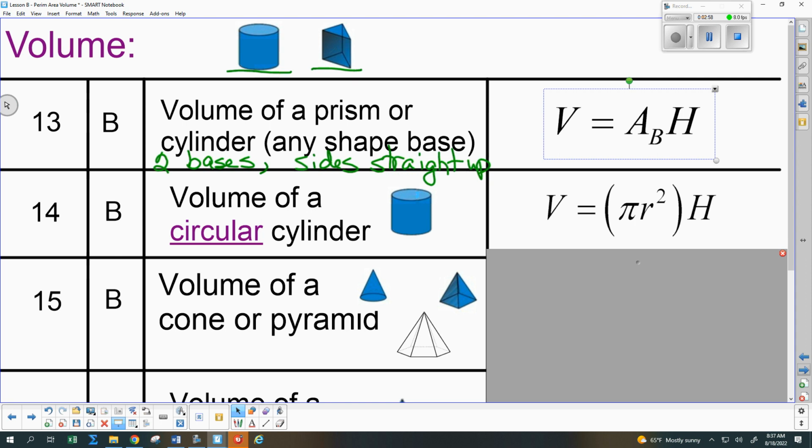So we've memorized the formula for the area of the base. We memorized the formula for prism or cylinder volume. And then we just put one formula inside of the other when we need it.